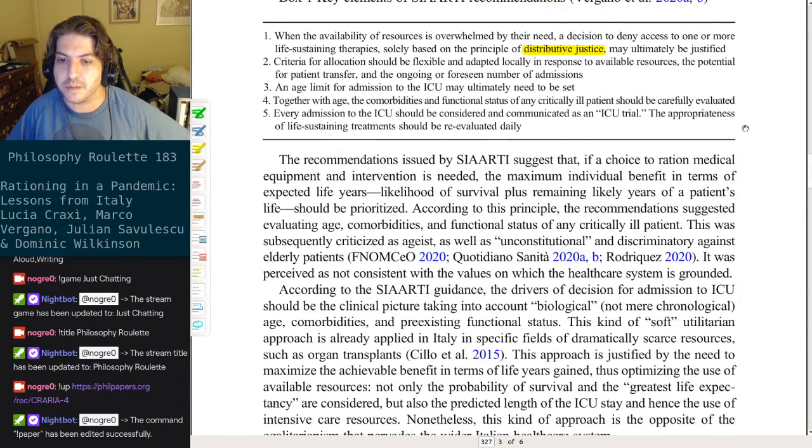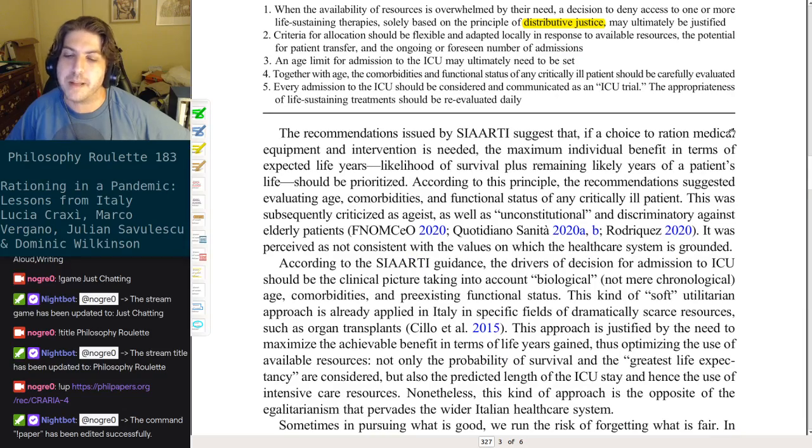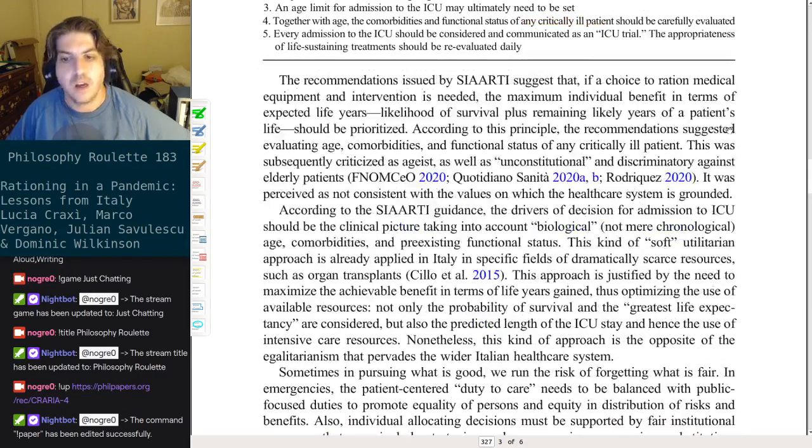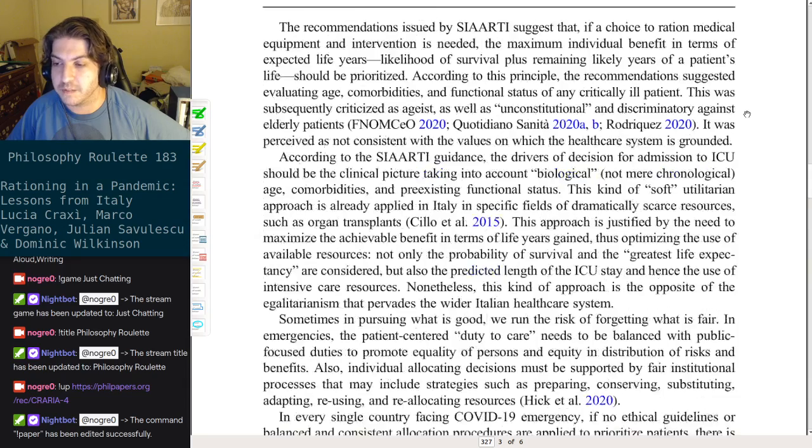That's distributive justice. Who's going to have the best life for the longest amount of time? According to this principle, the recommendations suggested evaluating age, comorbidities, and functional status of any critically ill patient. This was subsequently criticized as ageist, as well as unconstitutional and discriminatory against elderly patients. It was perceived as not consistent with the values on which the healthcare system is grounded.